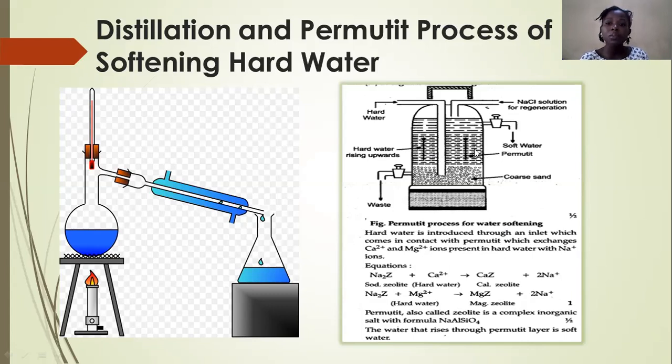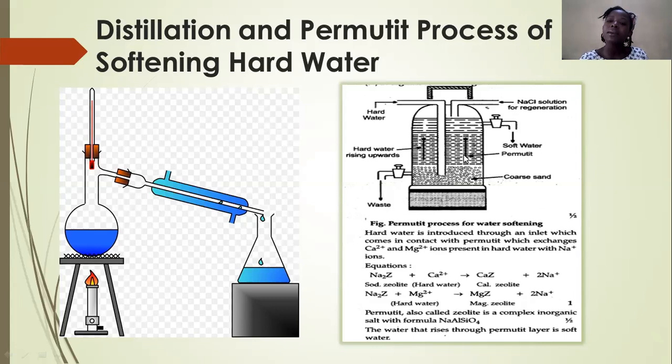Now your Permutit is in this column. When the water goes through that column, it becomes softened, and then you have your soft water flowing out of this outlet, while the waste can flow out of this outlet as well.